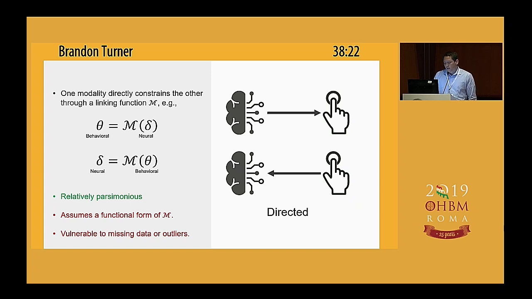One of a couple of the disadvantages is that it assumes very specific functional forms. It's not very flexible. If you have some interesting nonlinearities in the brain-behavior connection, you're going to miss them, right? You're going to misfit. So you have to work through those types of questions. It's also vulnerable to missing data.